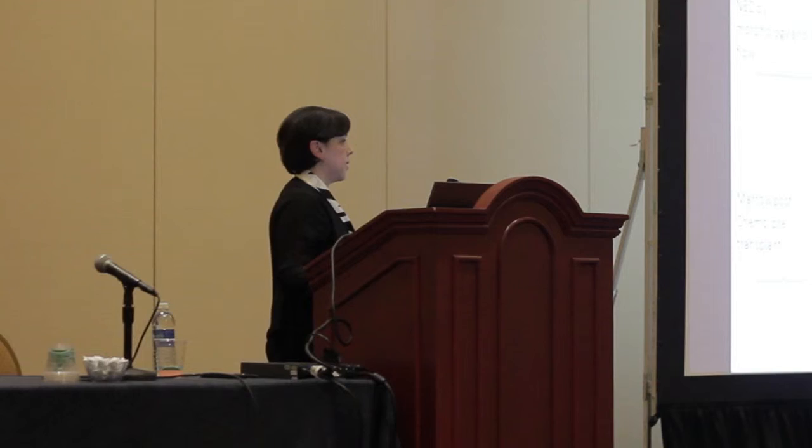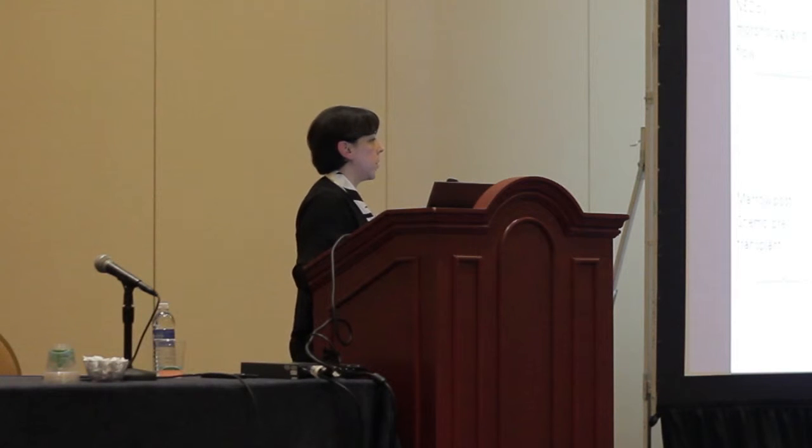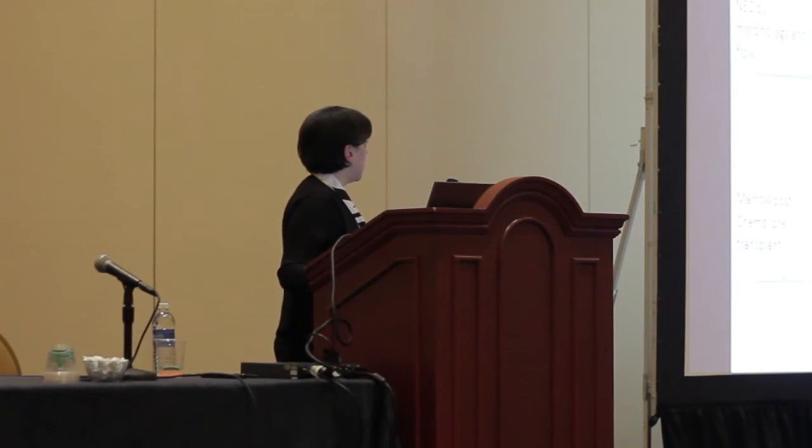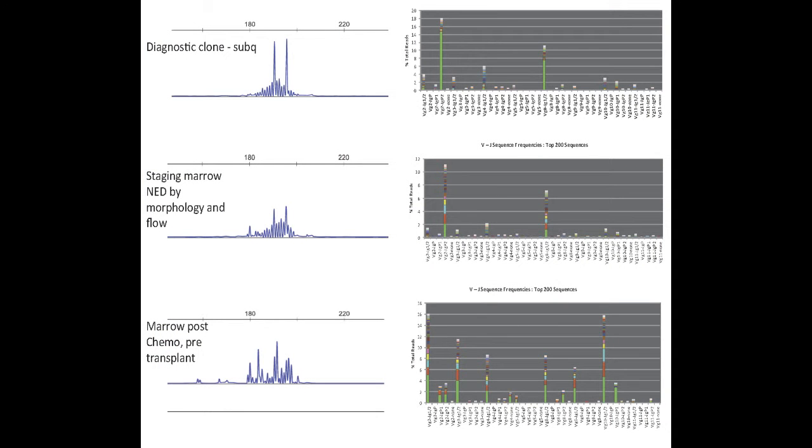Immediately after the patient was diagnosed, the patient gets a staging bone marrow, and the staging bone marrow was completely negative for disease. Morphologically, by flow cytometry, completely negative. However, the clonal study, if you do it by fragment analysis, you do find that these two little clones are exactly the same in here, but in a polyclonal background. So this may be difficult to interpret as exactly being involved by disease.